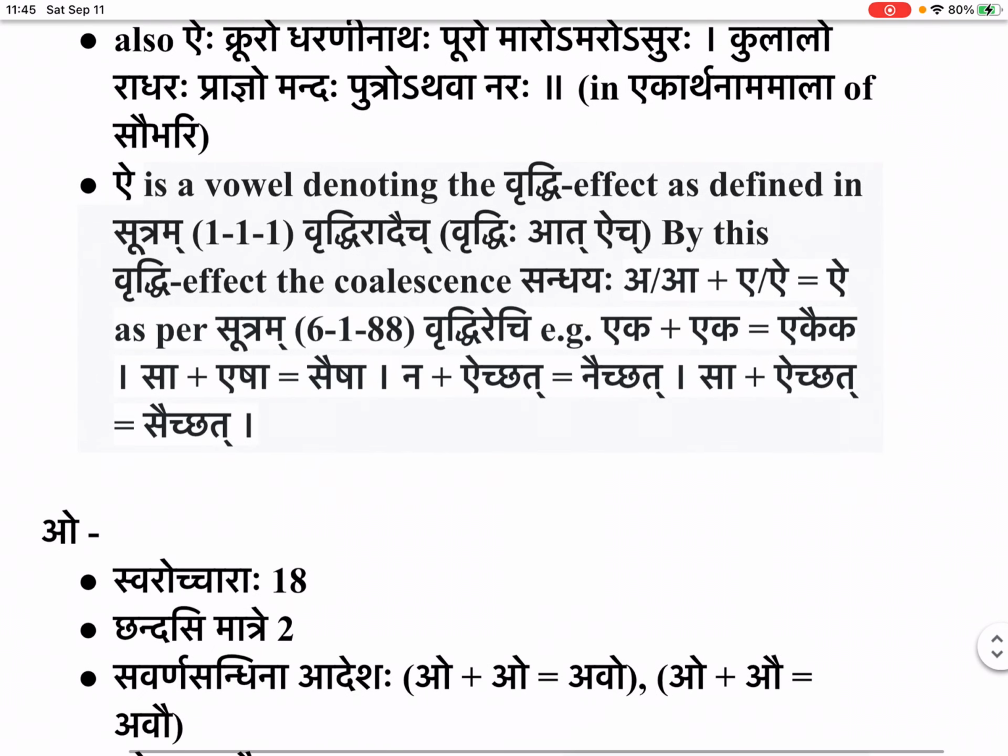Au is a vowel denoting the Vriddhi effect as defined in Sutram 1-1-1, the first sutra of Ashtadhyayi: Vriddhiradaich, Vriddhi at aich. By this Vriddhi effect, the coalescence, Sandhi, of A or Aa plus E or Ai becomes Ai. A plus E, Ai. A plus Ai, Ai.